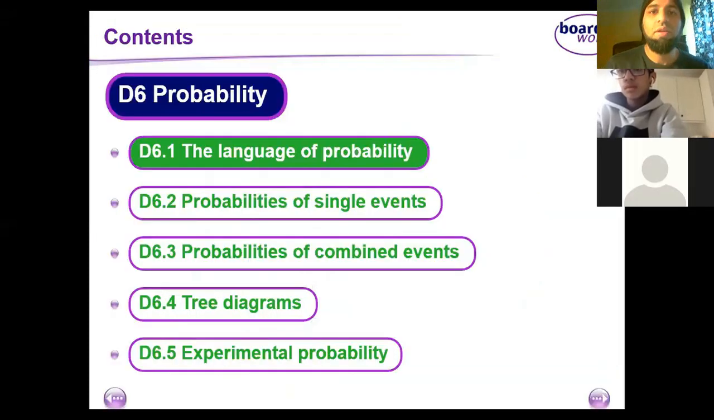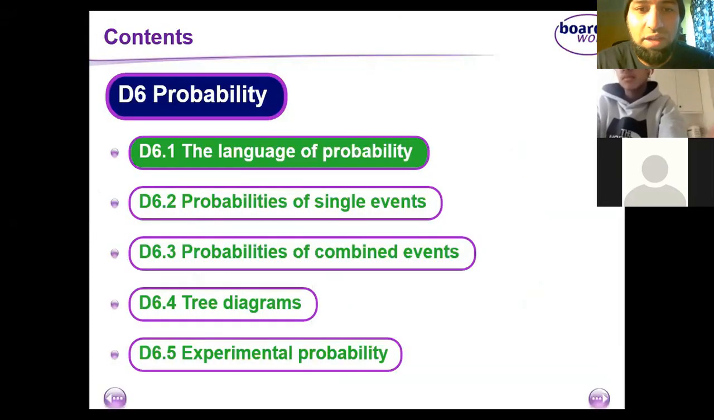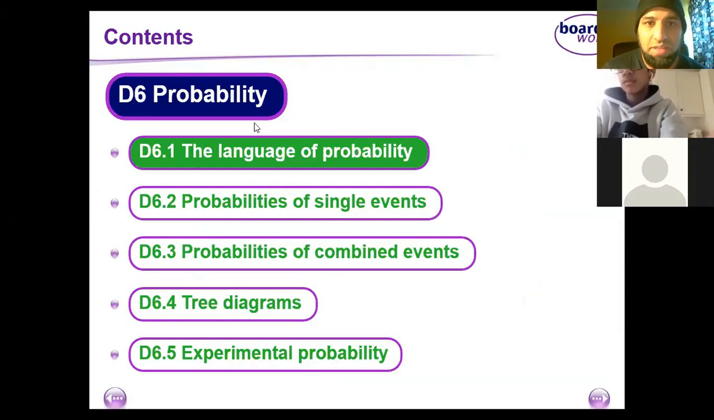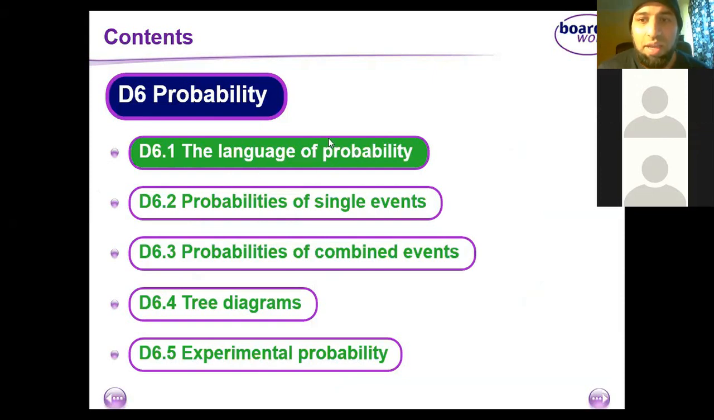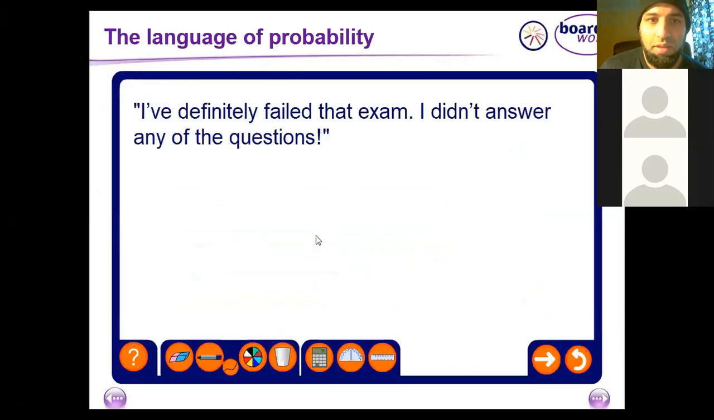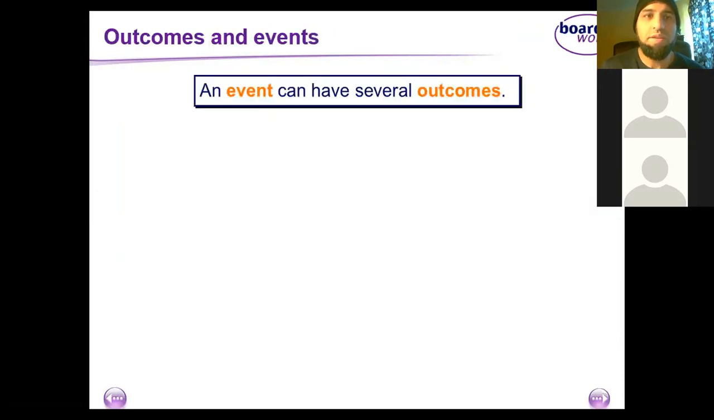Okay, good. So our objectives for this lesson over the coming week are the following. We're going to look firstly at the language of probability, how we can understand probability, how we can understand some of the key words. We're going to look at the probability of single events, the probability of combined events, tree diagrams, and something called experimental probability. Most people find tree diagrams very difficult, but before we do that, we need to make sure everything else is strong. Okay, so first of all, I want you guys to write this title down, Outcomes and Events.